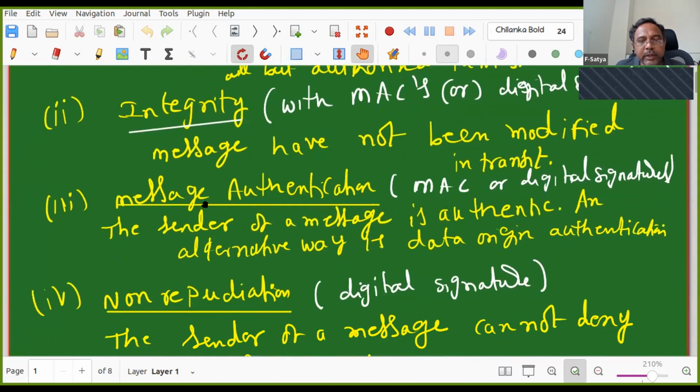Next one is message authentication. What is message authentication? The sender of the message is authentic, and an alternative name is data origin authentication. That is, where the data originated, we know, and there is no change in it. So data authentication will take care of integrity. Am I correct or not? This is much more complex. Message authentication, because if this happened, then integrity also happened. Are you clear? Do you see the difference between these two? I hope everyone is clear.